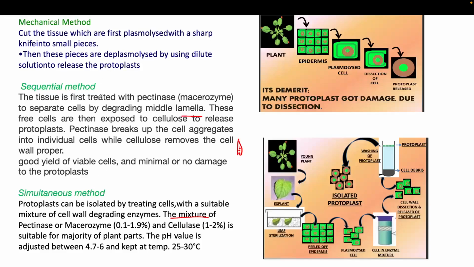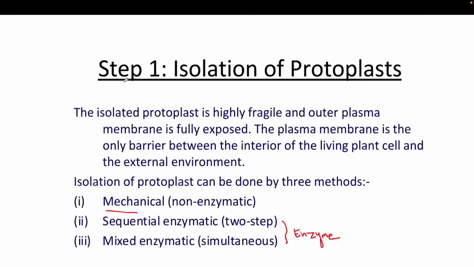But in both methods, the most common approach is the enzymatic method, because it gives a good yield of viable cells and there is no damage to the protoplast. When you use the mechanical method, you have to separate the cell wall and leftover material with a needle, and at that time your protoplast can be damaged by the needle. That's why the enzymatic method is safer compared to the mechanical method.